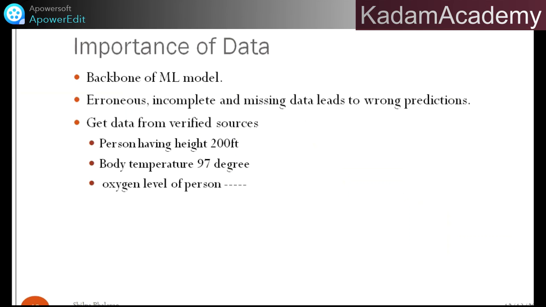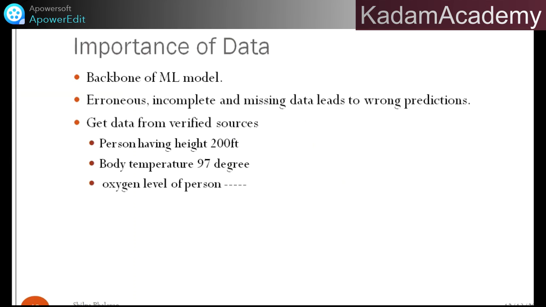Data I have already covered. It is the backbone of machine learning. Erroneous, incomplete data or missing data labels may lead to wrong predictions. Like we can have data of a person having a height of 200 feet. It is not possible, so it is a typo mistake. Body temperature 97 Fahrenheit, but instead I have written 97 degrees. It is again a human mistake. Oxygen level not mentioned, so maybe it is missing data.